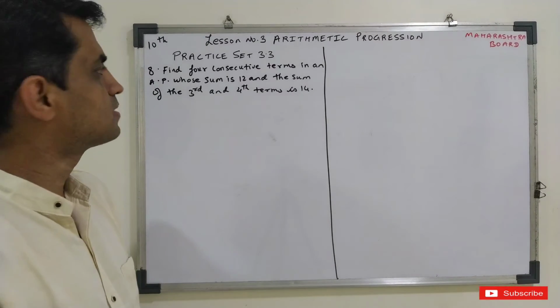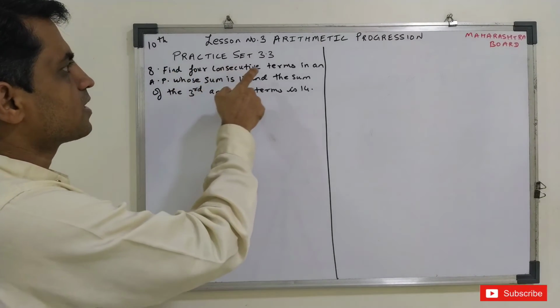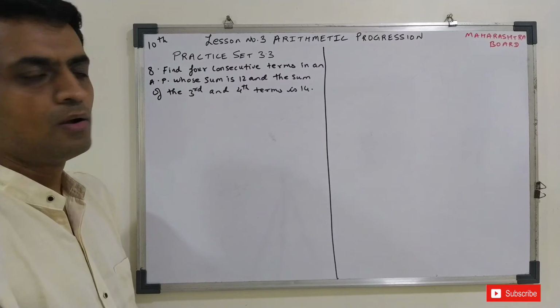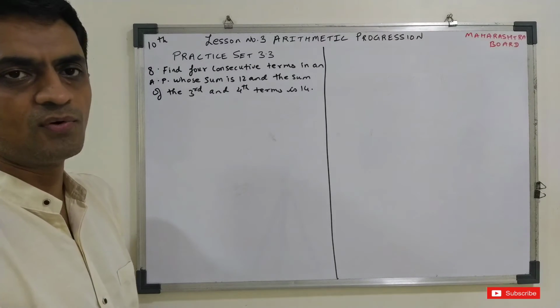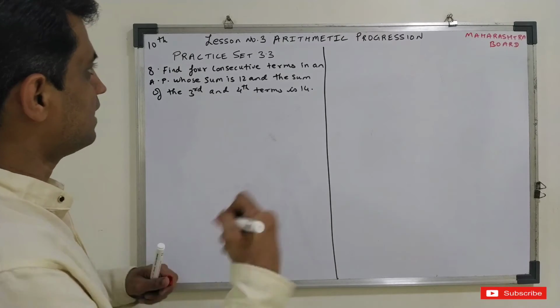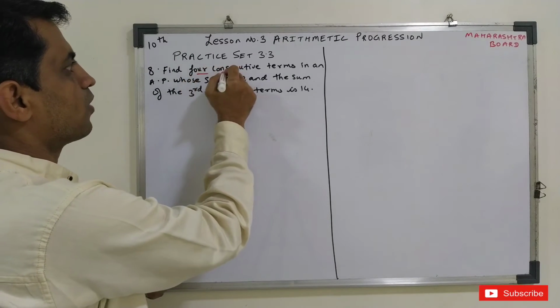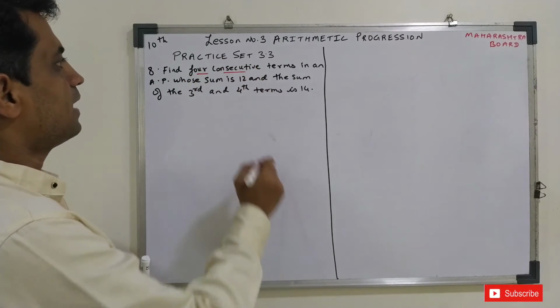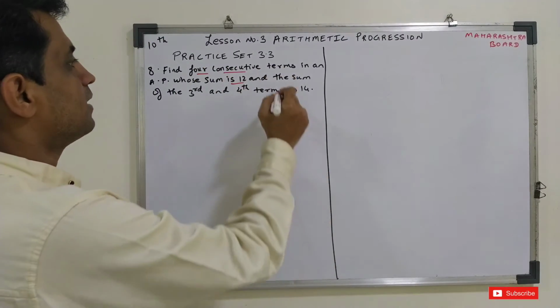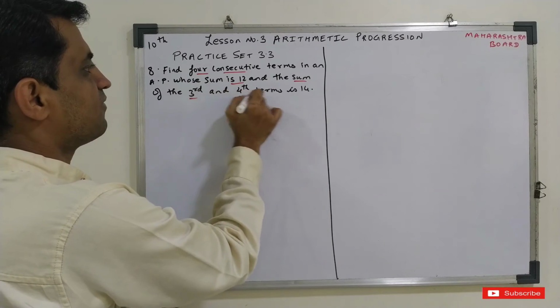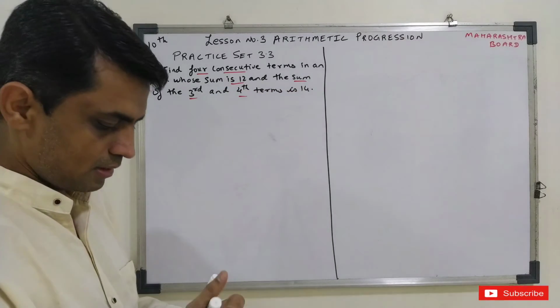8th sum, students. Find 4 consecutive terms in an AP whose sum is 12 and the sum of the third and the fourth term is 14. Let us underline. They are asking you for 4 consecutive terms and the sum is 12, meaning the sum of all the 4 is 12. And the sum of the third and fourth term is 14.